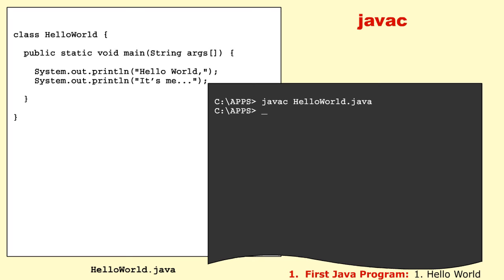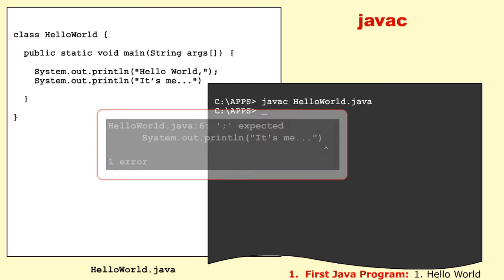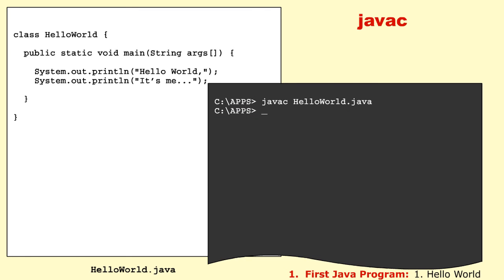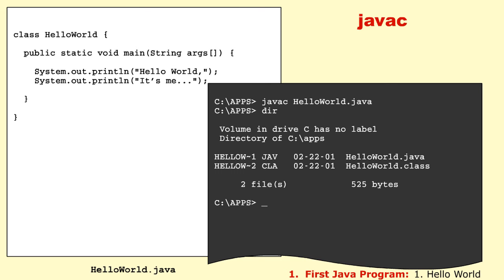If we make a mistake in our Java source file, like forgetting a semicolon, the Java compiler will complain and refuse to compile our code. If we do a directory listing, we see that we now have a .class file. The .class file is actually the result of one class definition, namely HelloWorld, inside the file helloworld.java.